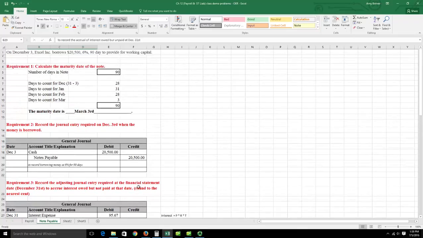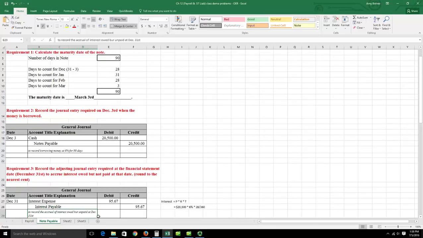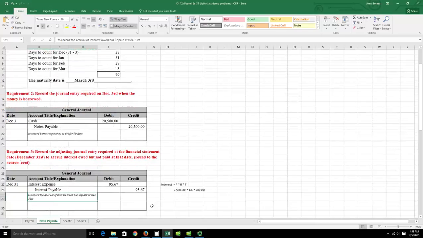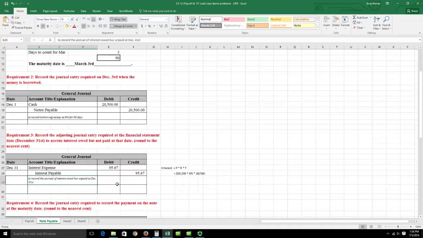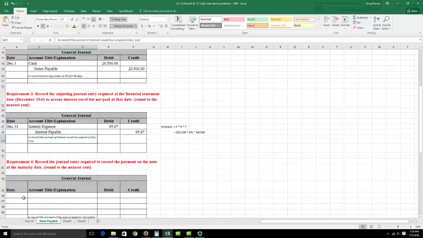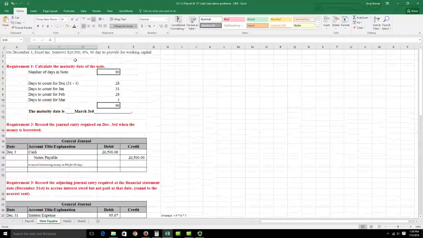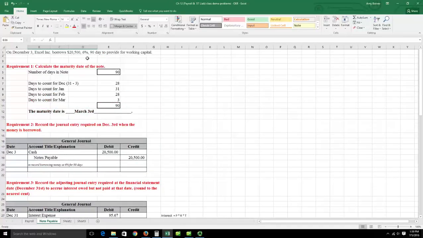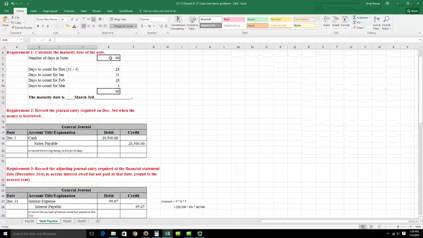So at December 31st, when I prepare my financial statements, not only am I going to have this note payable of $20,500, I'm also going to have this interest payable showing that I owe this $95.67. So that's all that my math has you do, but I'm going to carry it one step forward and say, okay, now what would the journal entry be on March 3rd when I actually go to pay this note off? When I pay them the $20,500 plus the 90 days worth of interest that I owe them.